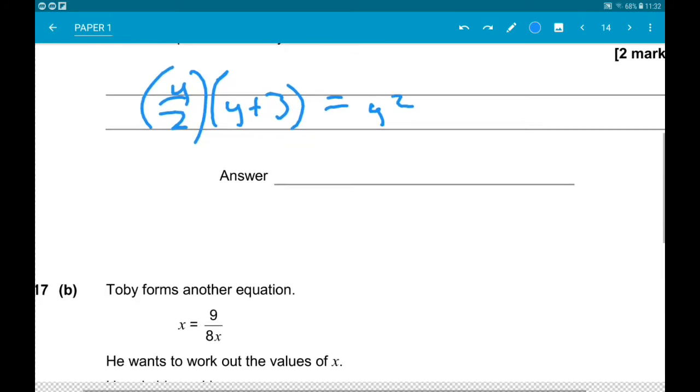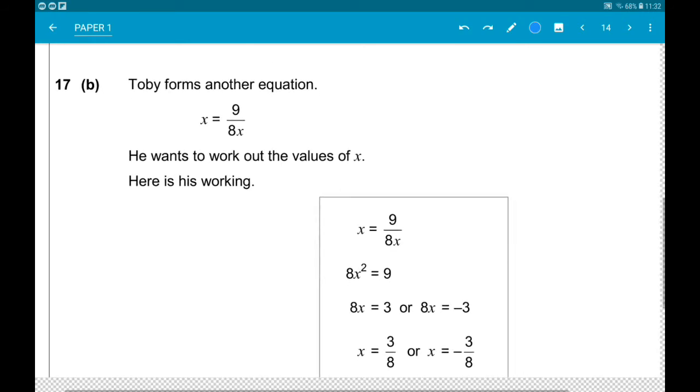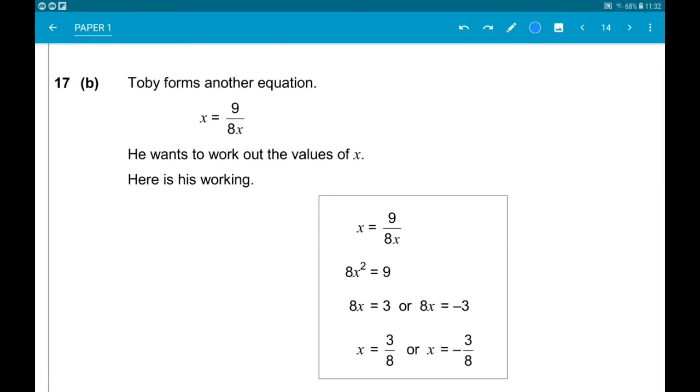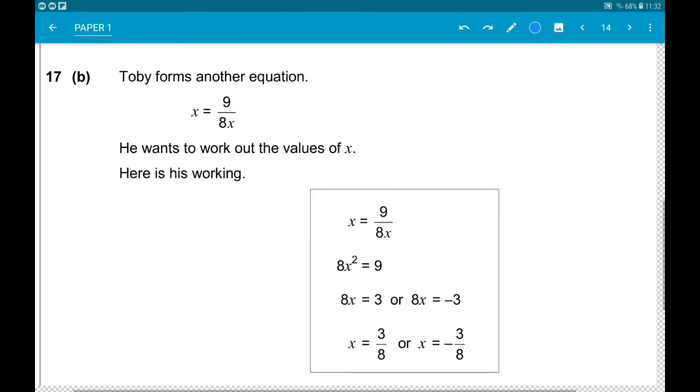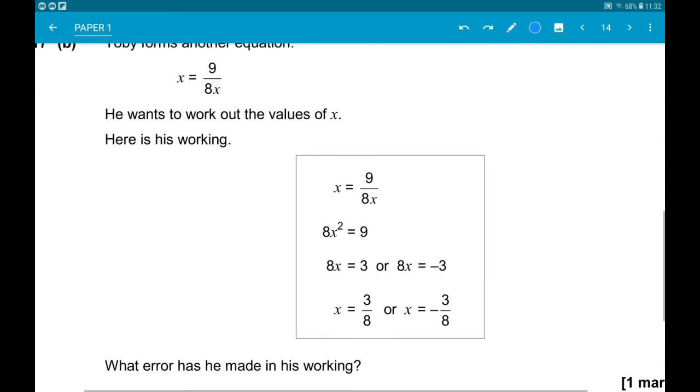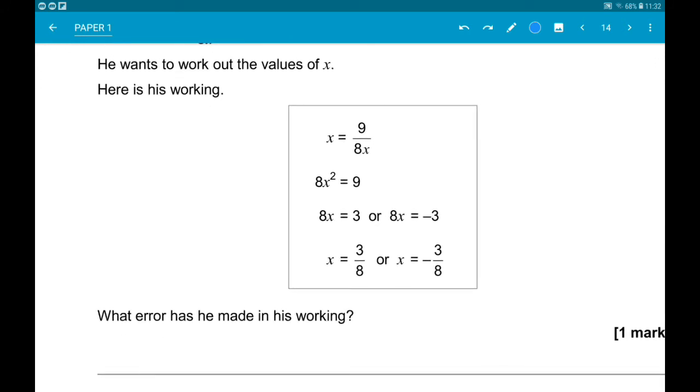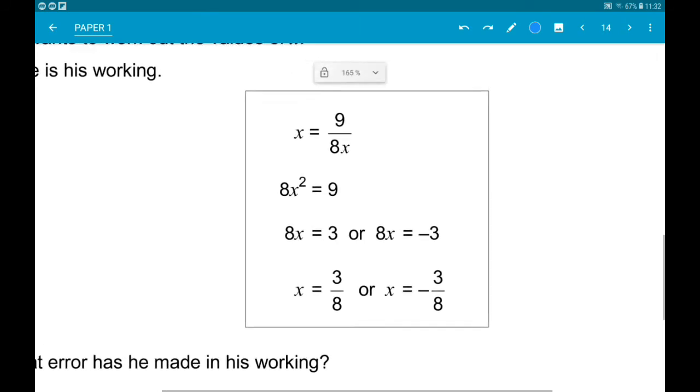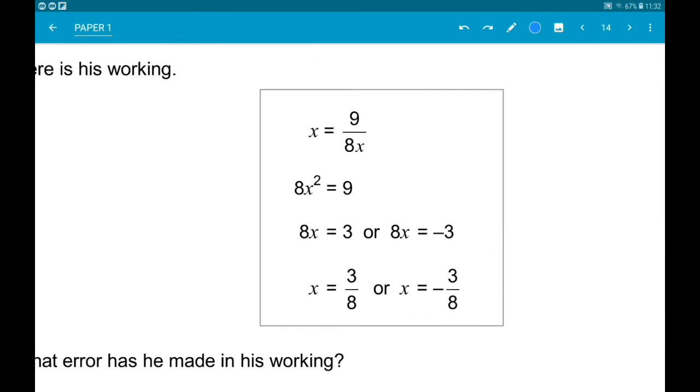Okay, and for part B, Toby forms another equation. He has x is equal to 9 over 8x. He wants to work out the value of x. Here is his working, and we're asked to point out his error. So the first thing he's done is multiplied both sides by 8x and got 8x squared is equal to 9. So that's cool.